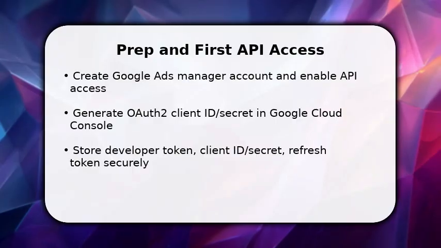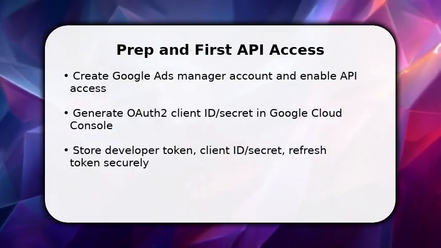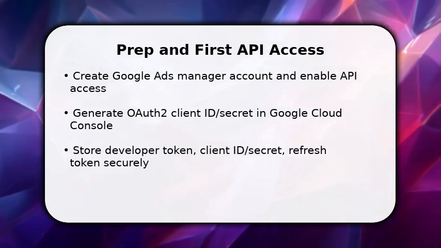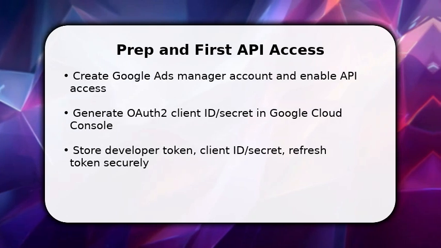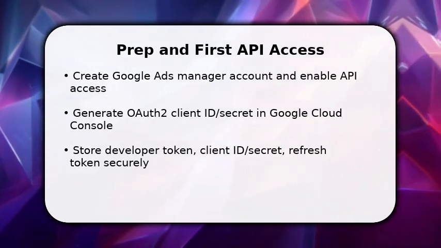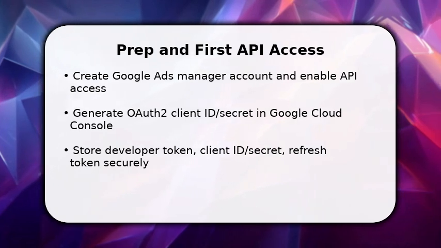Enjoy the video. You start by confirming your Google Ads Manager account and enabling API access. This gives you a developer token required for calls. Next, create an OAuth 2 client ID and secret in Google Cloud. This is how you authenticate.